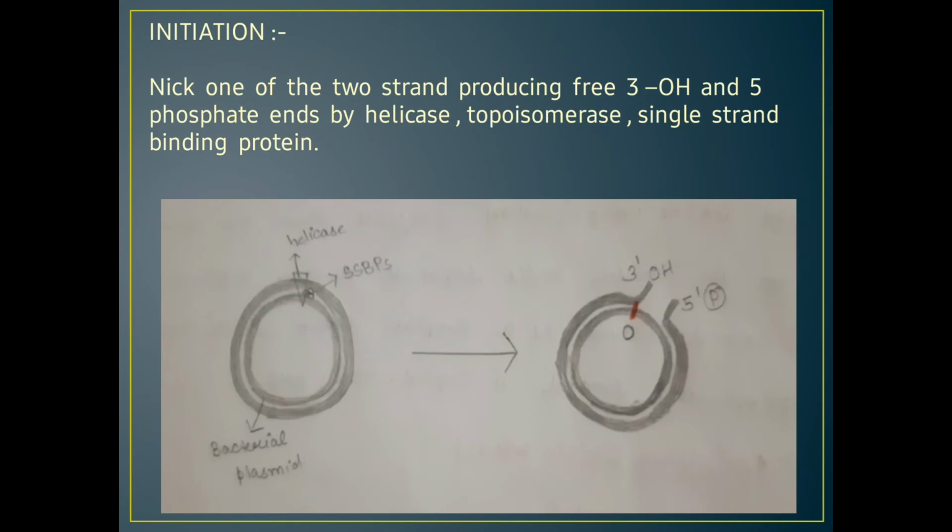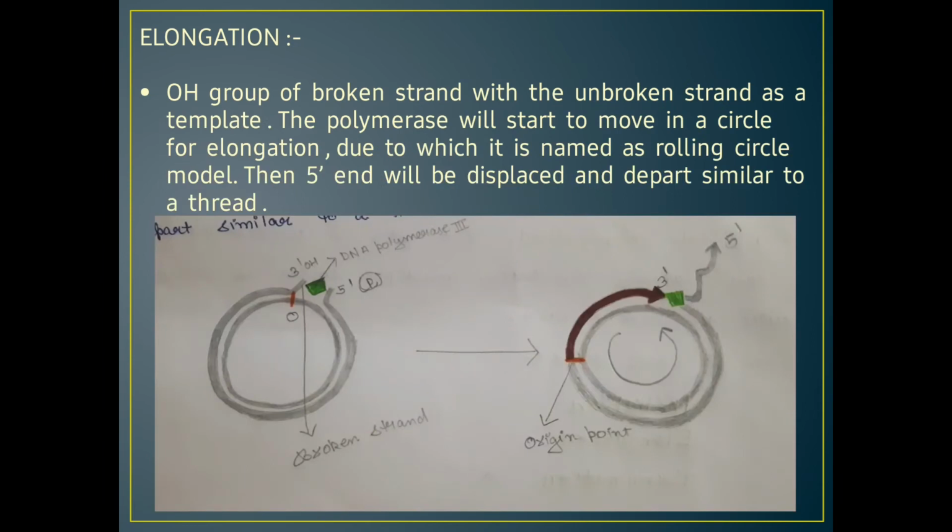There are 3 steps: initiation, elongation, and termination. In initiation, with the help of the enzymes helicase, topoisomerase, and SSB, they made a small cut where the 3' end has OH and the 5' end has P, and the origin is at the 3' end. Then in elongation, with the help of DNA polymerase 3, from the 3' end at the origin, the strand was broken and it started to elongate in a circular way, in the rolling circle model. So it is called the rolling circle model, and the 5' end started to displace from its original position like a thread.